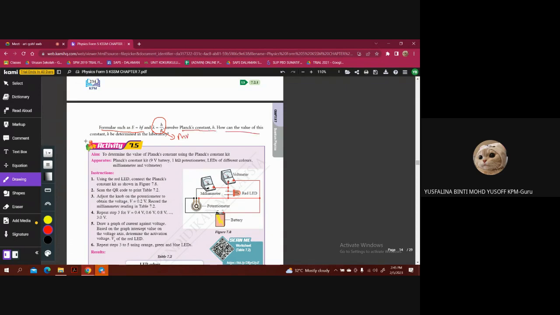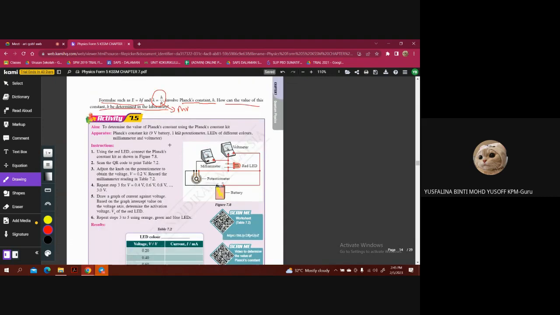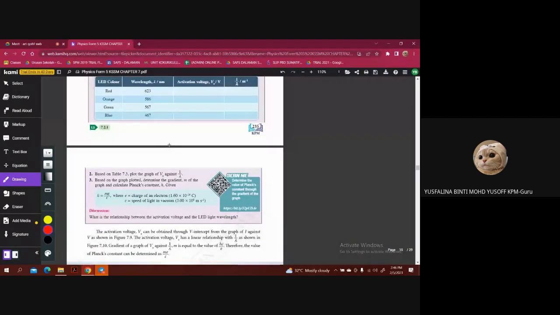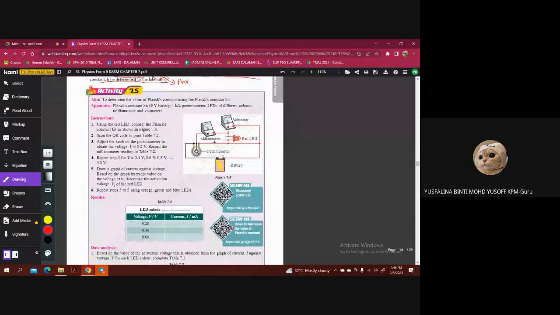How can the value of this constant h be determined in the laboratory? This one we have to do from an experiment. But we don't have the potentiometer. We don't have the potentiometer, which is actually to measure the potential difference between the voltmeter and also the ammeter.